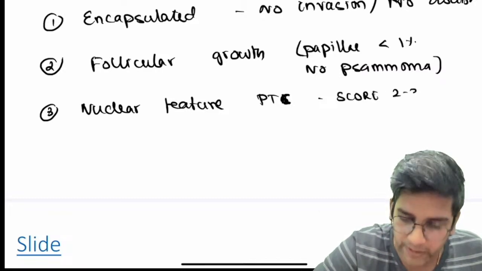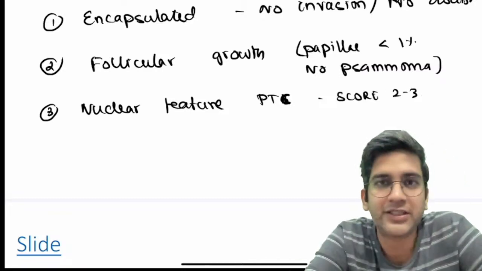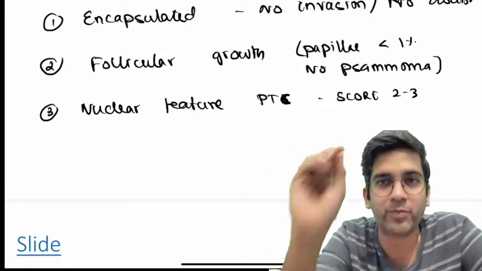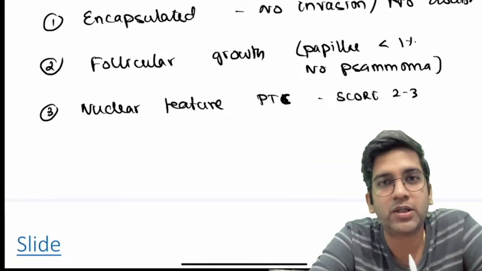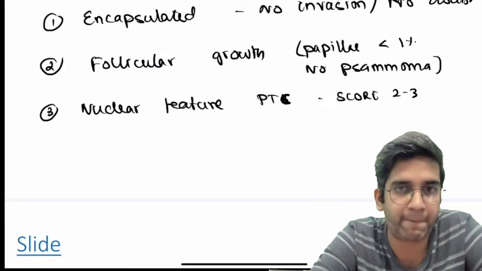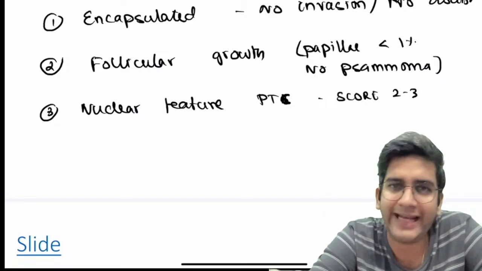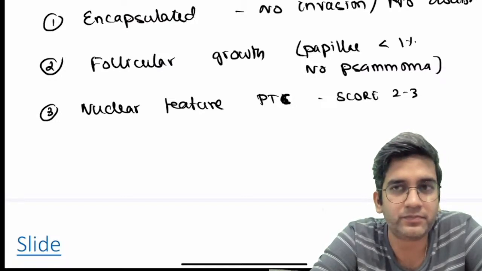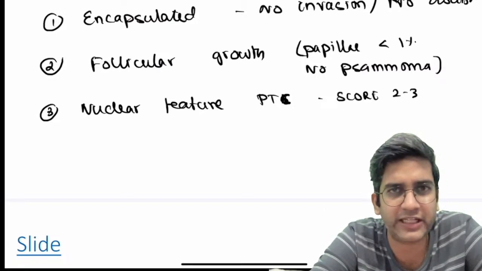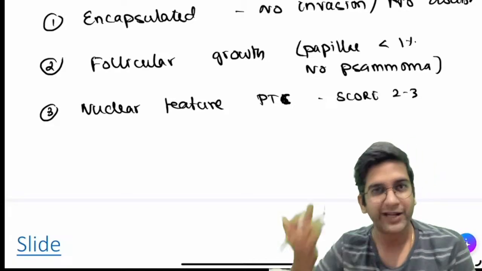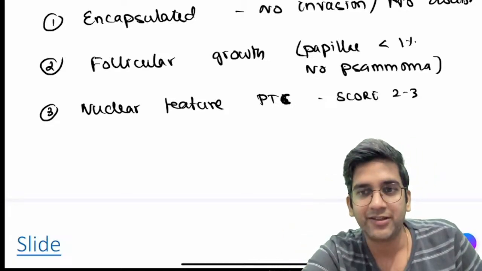2 to 3. Can anyone help me with, since we are not discussing much, I want you guys to comment on whatever comes to your mind when you think about nuclear features of PTC. What all comes to your mind? Anything which comes to your mind, let me know. I'm sure there are a few things which will definitely come to your mind. The nuclear feature of papillary thyroid carcinoma. Come on, at least one guy you will say.